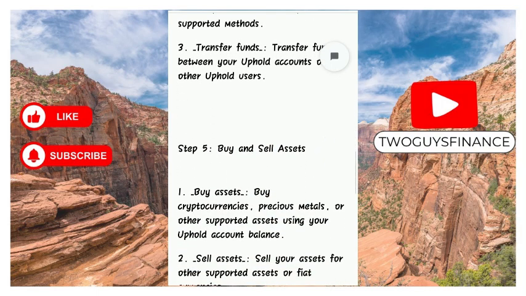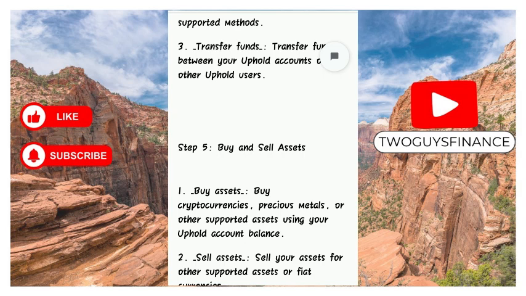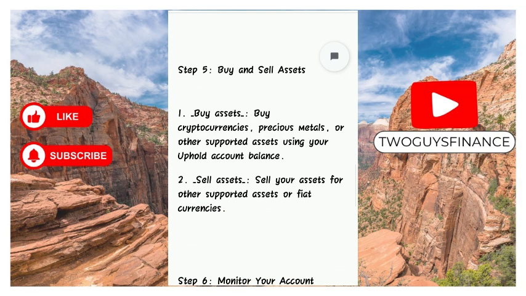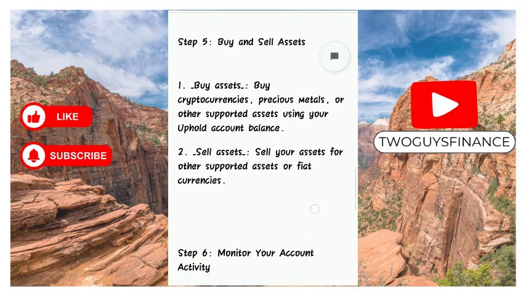Next is buying and selling assets. You can buy assets such as cryptocurrencies, precious metals, or other supported assets using your Uphold account balance. You can also sell these assets for supported assets or fiat currencies.